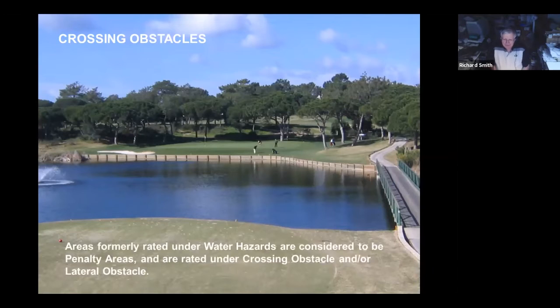Just a reminder here: areas formerly rated under water hazards are now considered to be penalty areas and are rated under both the crossing and the lateral obstacle. And of course, ditto is going to be the case for the extreme rough when we get to that after this.